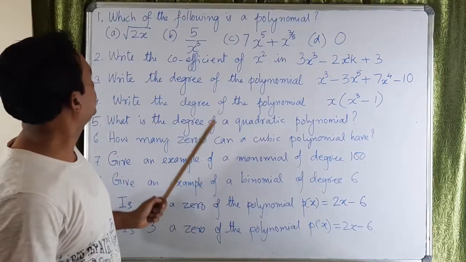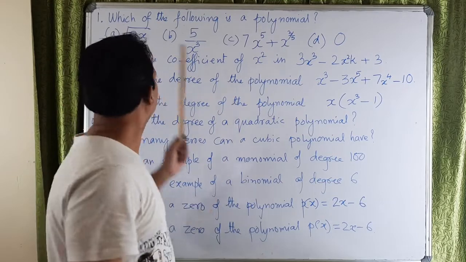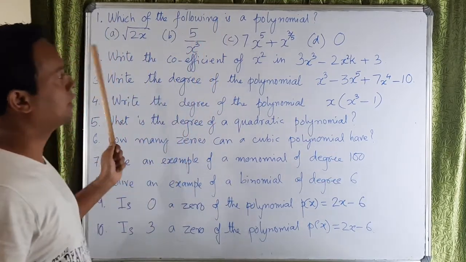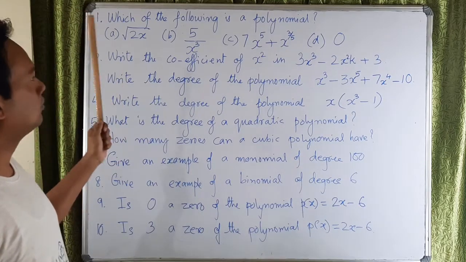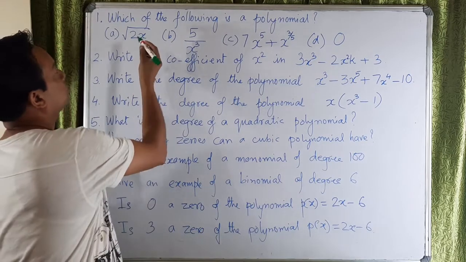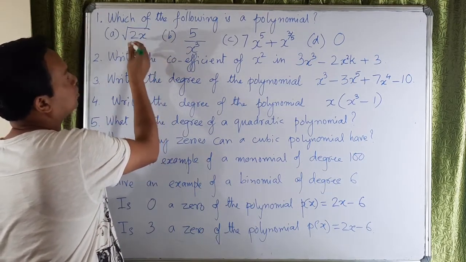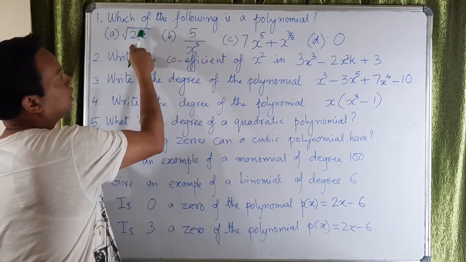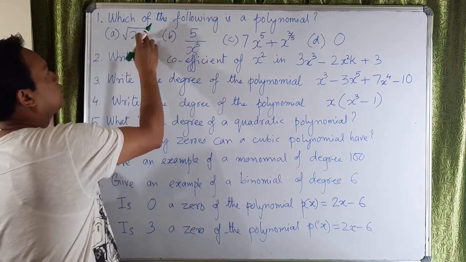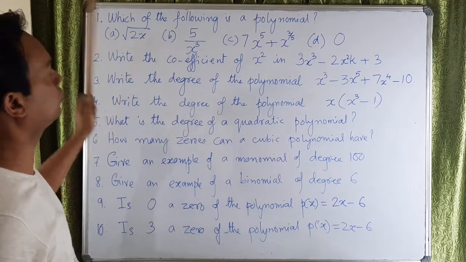Okay, let me now take some questions to understand whatever we have learned so far. The first question is, which of the following is a polynomial? Now remember, the power of the variable should be a whole number, a non-negative integer. Here, x is inside the root. Even though the power of x is 1, when it's inside the root, the power becomes half. So this is not a polynomial. X is inside root, not a polynomial.